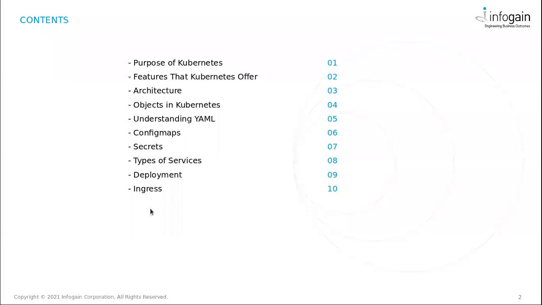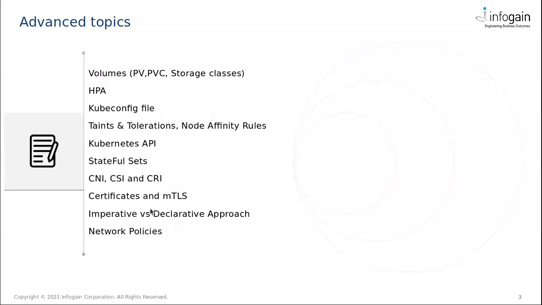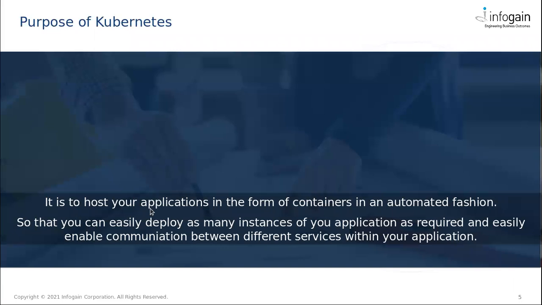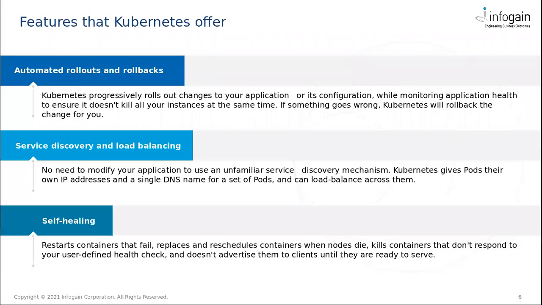Okay, so we went from what was the purpose of Kubernetes. It was to host your application in an automated fashion so that you can deploy as many instances of your application as required and even enable the communication between different services. So we saw that if we create two pods, the communication is facilitated with the help of services between them. Then we moved ahead. We saw what are the features of Kubernetes, automated rollbacks and rollouts. Then we saw service discovery was one, self-healing was there. When we tried to delete one pod, it automatically recreated itself.